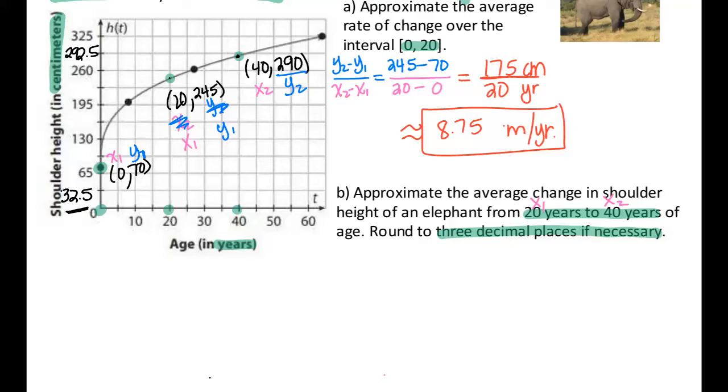So go plug them in and subtract. Set up your numerator, subtracted the y's, and the denominator with the x's subtracted. Find your new fraction after you subtract. And then the final answer as a decimal.